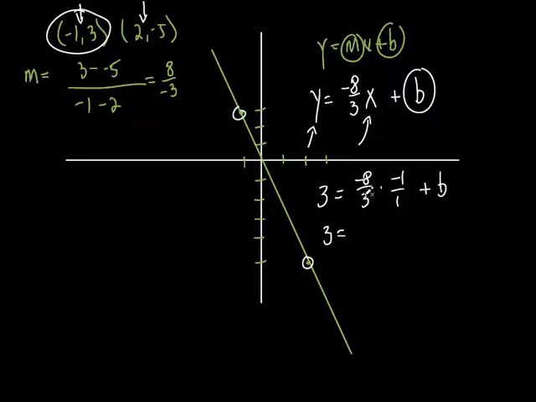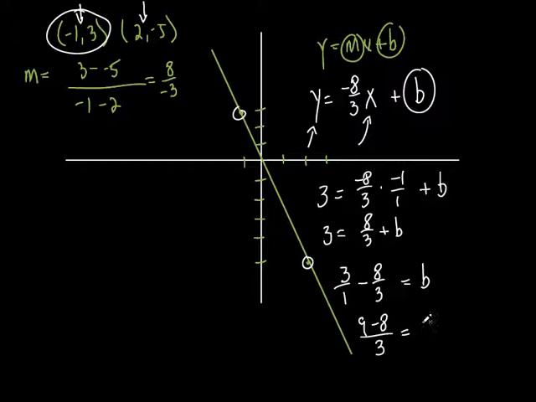3 equals. What's negative 8/3 times negative 1? It's positive 8/3, isn't it? Now here's the part I was a little worried about for you guys, but I think we can deal with this. How do we get rid of this 8/3? Subtract the 8/3 from both sides. So 3 over 1 minus 8 over 3 equals b. How do we subtract that? What do we have to find? Common denominator. What's the common denominator? 3. So 1 times 3, 3 times 3, which gives you 9 minus 8, and that equals b. What's 9 minus 8? 1/3 equals b.